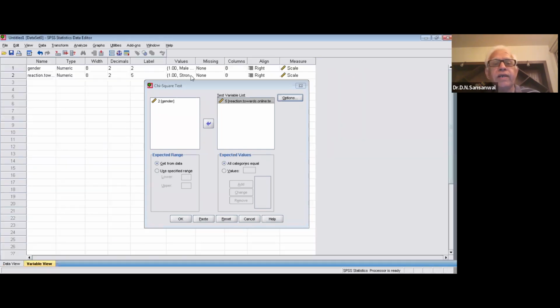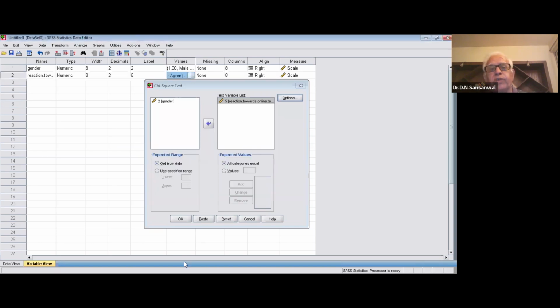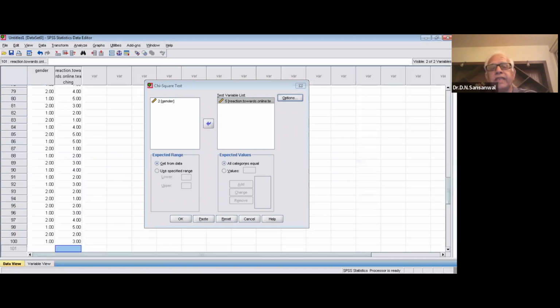You can see here I have written one means strongly agree, two means agree, three means undecided, four means disagree, and five means strongly disagree. I hope you have understood it. So now in this chi-square, it is only the one variable.